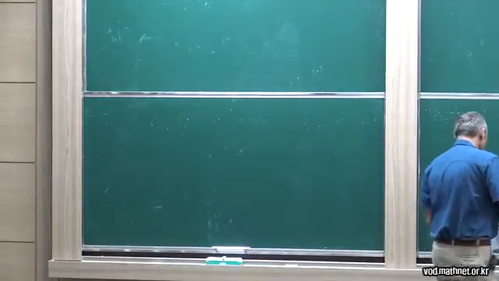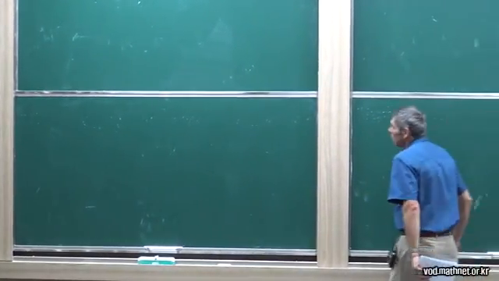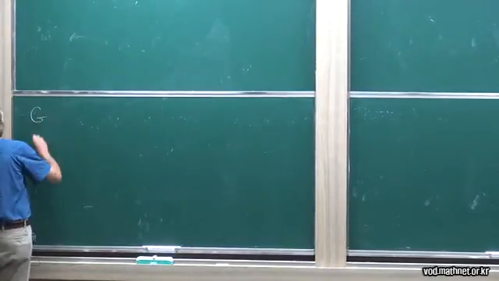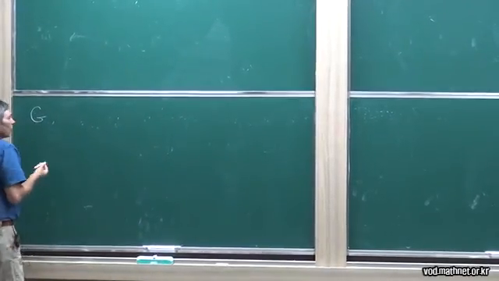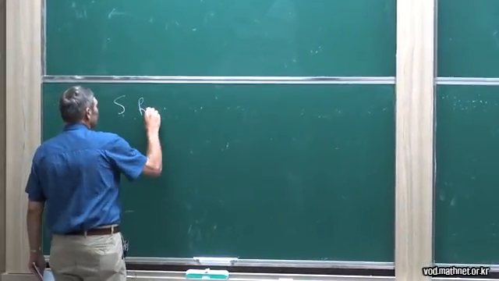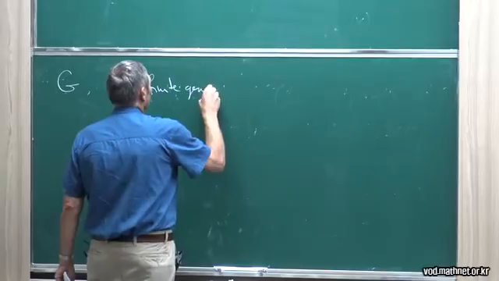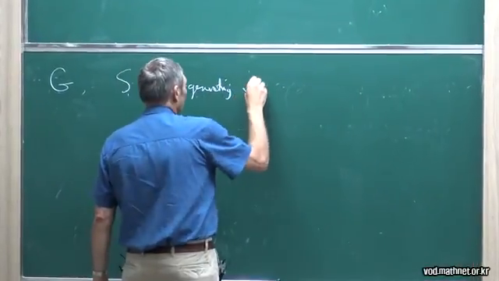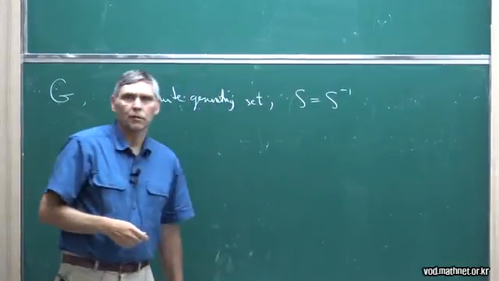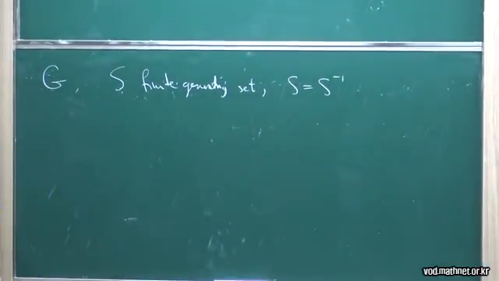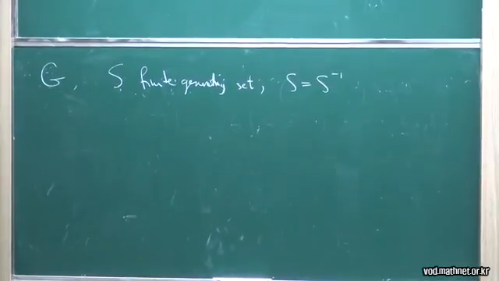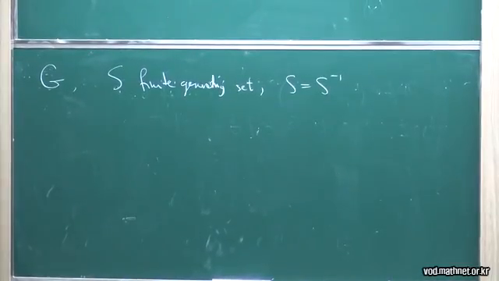So the story starts by thinking about a group G that's generated by a finite set, so a finitely generated group. So S is going to be a finite generating set. And for convenience, we'll think about the set being closed under taking inverses. And then to this one associates a topological object, or a geometric object if you want, namely the Cayley graph of the group.